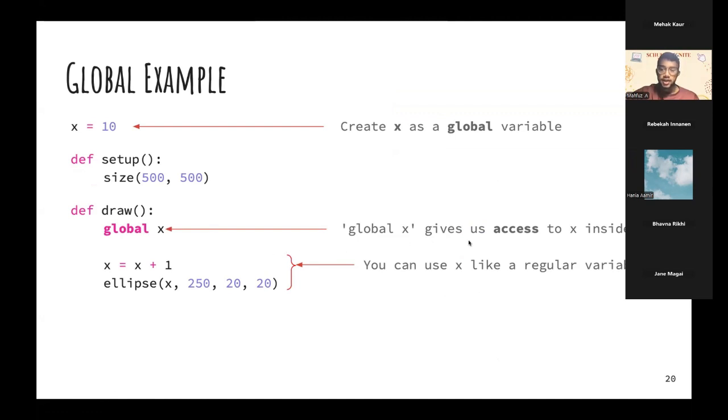Global x gives us access to x inside of the draw function, and now we can use that x like a regular variable inside of the draw function. And this would actually also change the value of x. So now each time we run this, it'd actually be 11 over here.